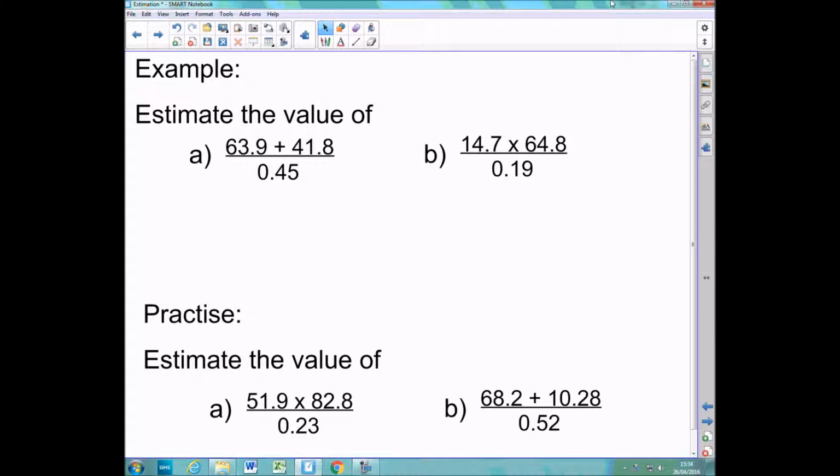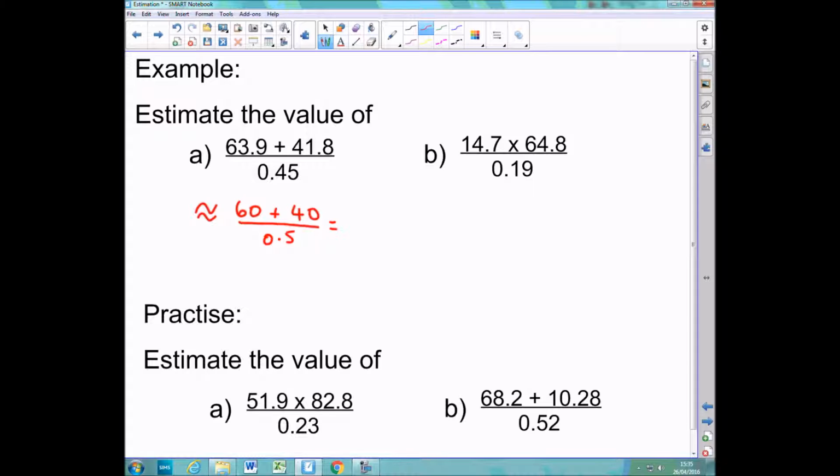These next examples I'm going to go through are pretty similar to the ones we've done before, but you'll see that they have this extra element of difficulty to them. So we're going to start off exactly as we've done before. We're going to round our numbers. So 63.9 is going to round to 60. 41.8 is going to round to 40. And underneath, this denominator is going to round to 0.5.